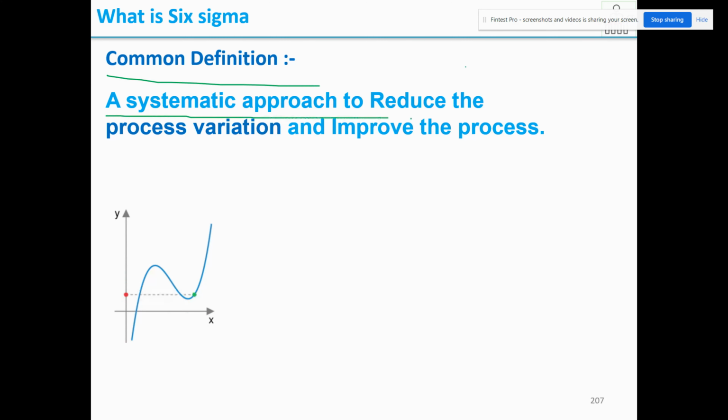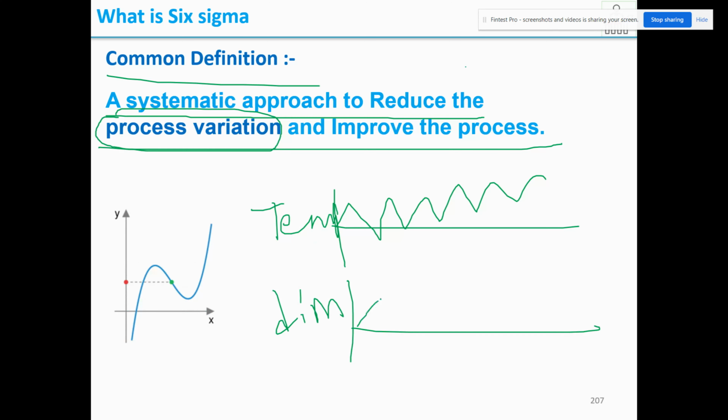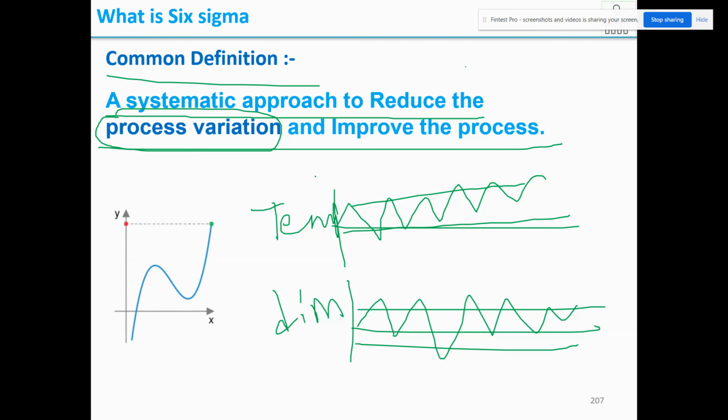a systematic approach to reduce the process variation and improve the process. So, basically, it's a systematic approach to reduce the process variation. What is process variation? The variation can be in the process parameter, the temperature is varying, and with respect to the temperature, the dimension is also varying. So if there is a relation between temperature and dimension, we need to work on the temperature to have lesser variation. Therefore, the consistency of the dimension will also improve. So, a systematic approach to reduce the process variation.